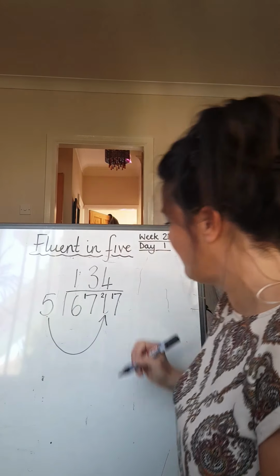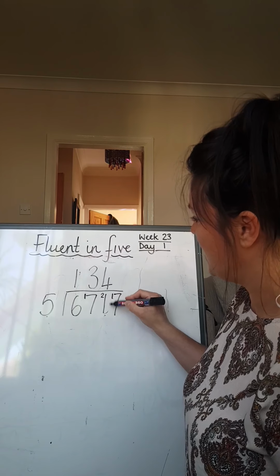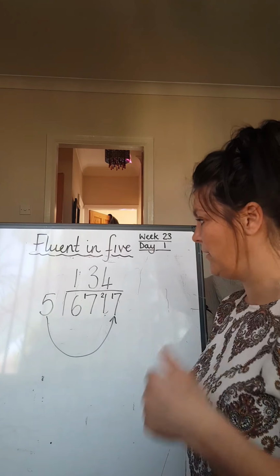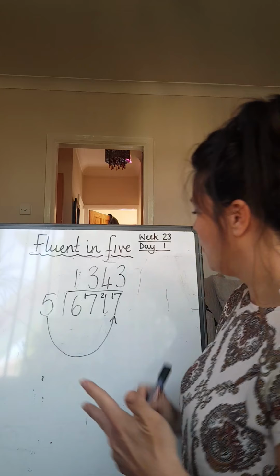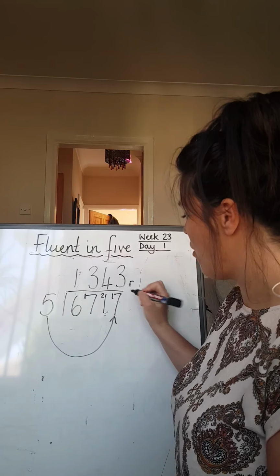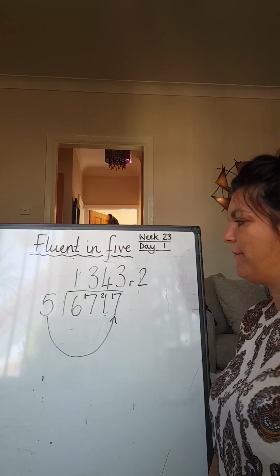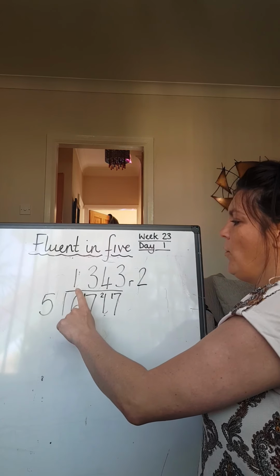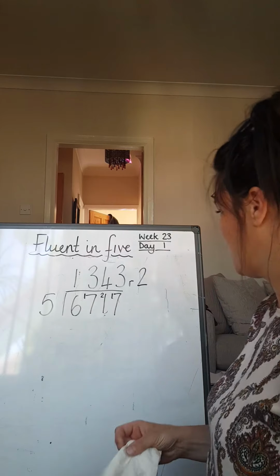I'm going to put that on the 7 to make a new number. I've made the number 17 at the end here. How many 5s can I fit into 17? I've done this already once. 5, 10, 15. I can fit 3 groups of 5 in. And there's a remainder this time, so I'm going to write R for remainder at the end. Remainder 2. There's 2 left over. So the answer to question 4 is 1,343, remainder 2.